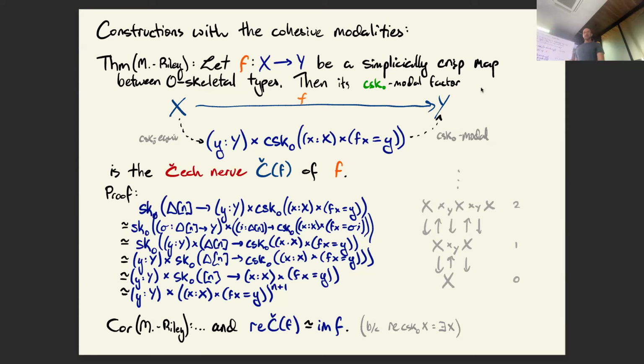So one thing I will note is that skeleton is not a modality, it's a comodality. So you don't get this nice factorization system coming out of it. If you put the realization in there, you would get something also interesting.